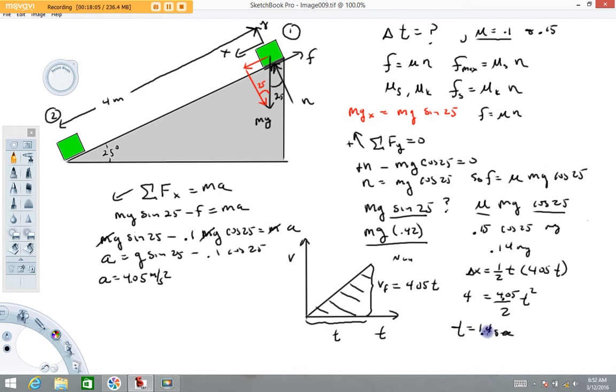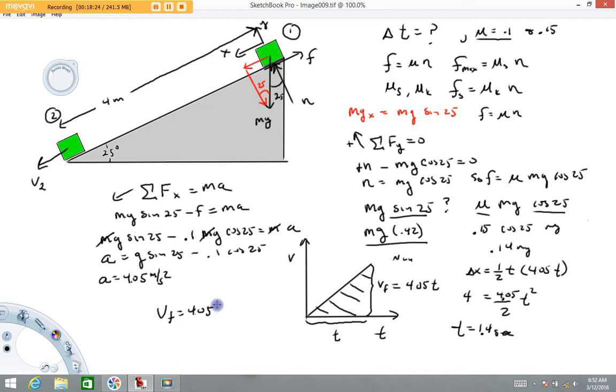And while we're at it, although it didn't ask for it in the problem, at position 2, this object would have a velocity in that direction, which I would call v2 or v final, and we can now get that right from this function. I'll just do it right here. Our final velocity is going to be 4.05, and again, that'll have units of meter per second squared, times t, 1.4 seconds. So our v final is going to be about 5.7 meter per second.